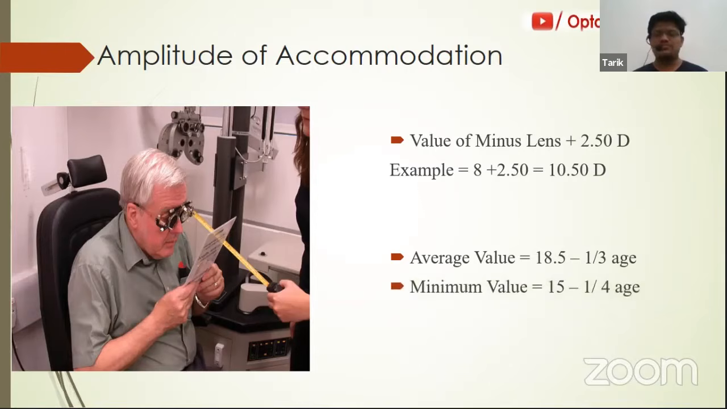That was about the average value. So what should be the minimum value, or rather the least value of accommodation, which should be present for a healthy individual? It should be 15 minus 1/4 of the age. So whatever the age is, you divide it by 4. For example, if it is 20, you divide by 4, that comes to 5. So 15 minus 5, 10. So 10 is the value of minimum accommodation which should be present. I hope everyone understood what the amplitude of accommodation is.